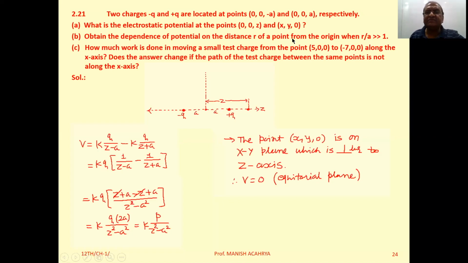Now the point (x, y, 0) will be on the xy plane, and this xy plane is perpendicular to the z-axis, and when z is 0 it is passing through the origin. It implies that each and every point on the xy plane will be at the same distance from minus q and plus q. So the potential at each and every point will be 0. So we can say that it is an equipotential surface. Clear to all of you?